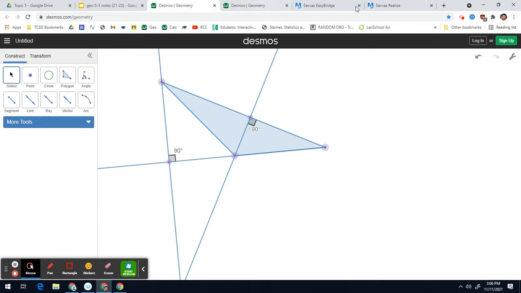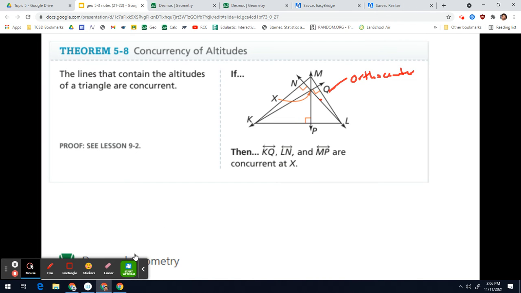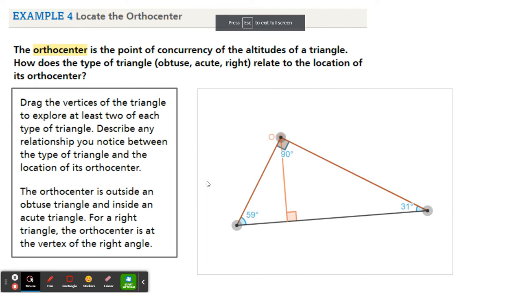All right, so let's take a look at this next slide here and see what we're going to talk about. Sorry. Okay, so this mentions the orthocenter, right? The orthocenter is the point of concurrency of the altitudes. Yes, we just talked about that. And again, we talked about where it's going to be depending on what kind of triangle it is, right?